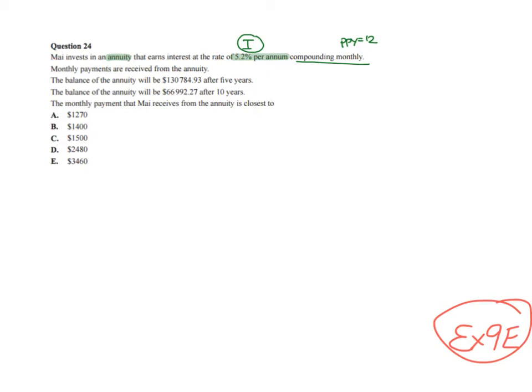And she receives monthly payments from the annuity. Okay, so the balance of the annuity will be this much after 5 years. So they're pretty much telling you that's an FV, that's how much the balance will be when you have 5 years. So would N be 5 times 12? Yeah? Then they give you another scenario, the balance of the annuity after 10 years. So you've got a FV there after 10 years. So we might say N is 10 times 12.